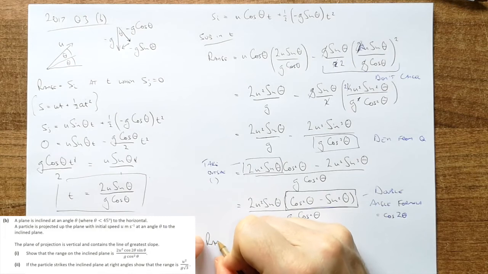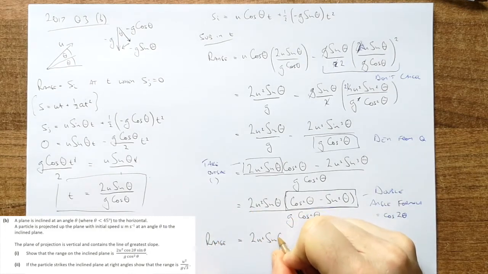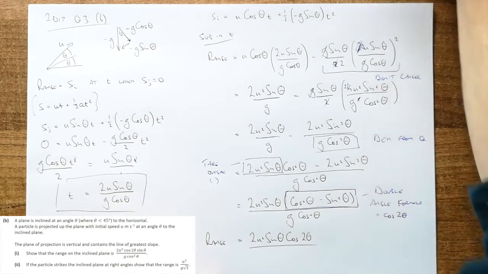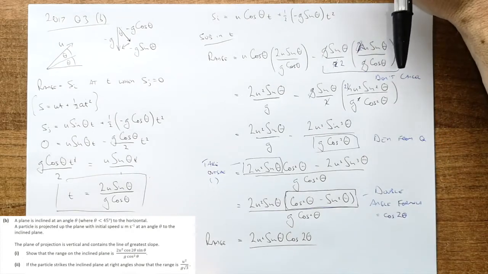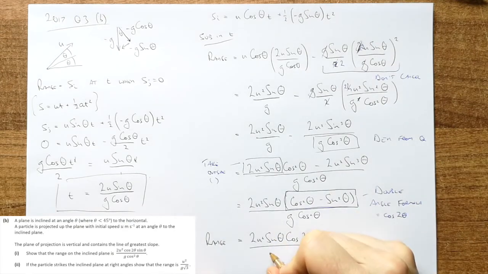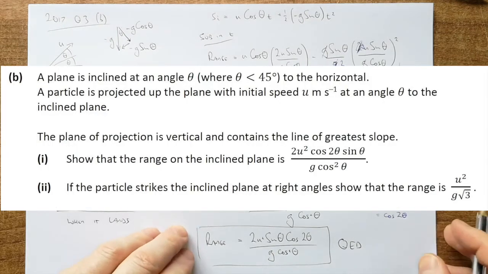And we end up with the range, of course. Bring this down here: 2u squared sine theta cos 2 theta all over g cos squared theta. Okay, and we'll just check that is actually what we're looking at in our question. Yes, indeed, just added order. There we have it. And just a little bit of a QED, quod erat demonstrandum. There you go, I showed you. So part 1 sorted out.